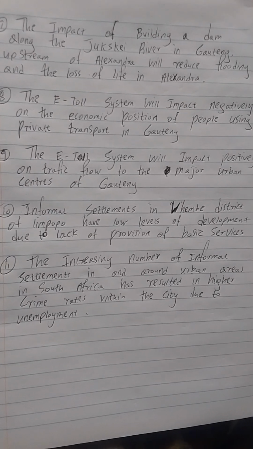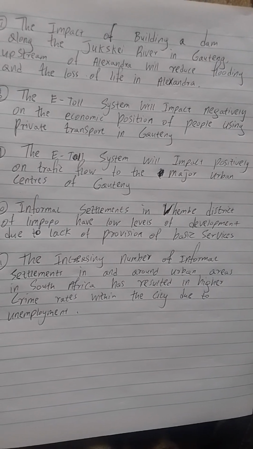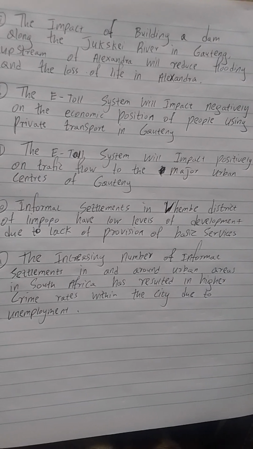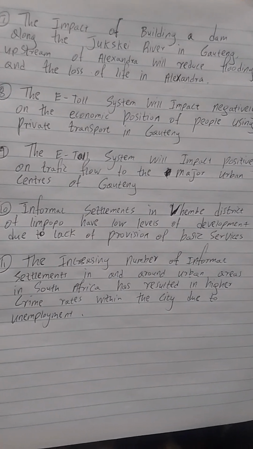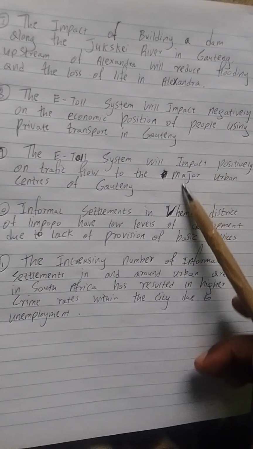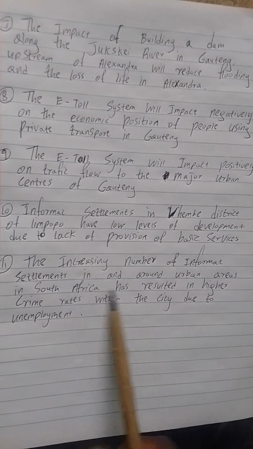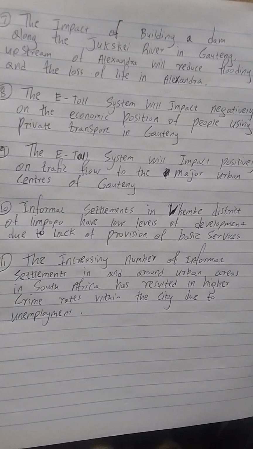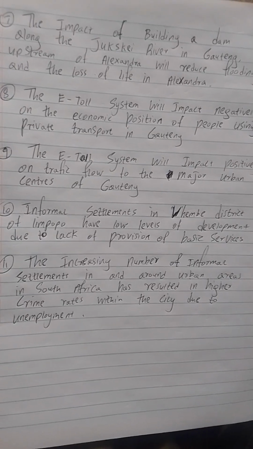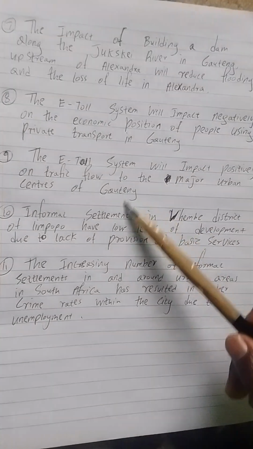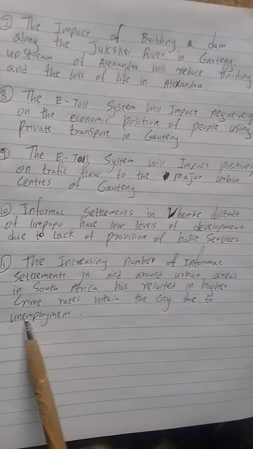Okay, another one, the increasing number of informal settlements in and around urban areas in South Africa has resulted in a higher crime rate within the city due to unemployment. So when you check here, the number of informal settlements has increased a lot in urban areas, because people here, you can also put rural-urban migration. People moving to the city, they don't have a place to stay, and then they decided to build those informal settlements. They are not working. It also increased crime rates.